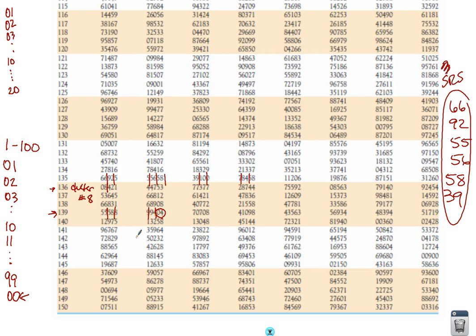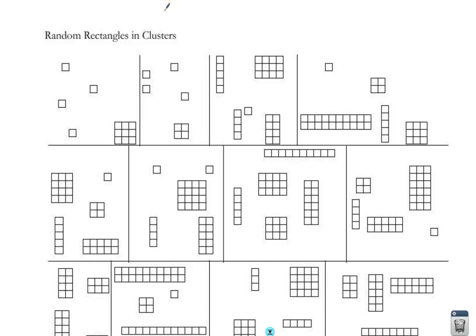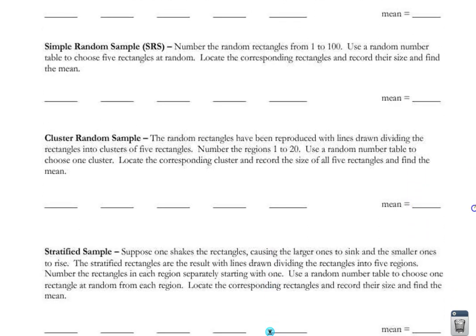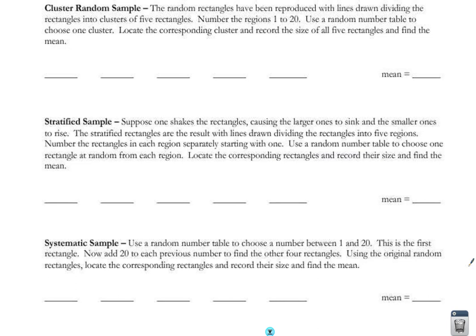Okay. So once you've picked your cluster, go back to your random rectangles. My cluster was number 8. So 1, 2, 3, 4, 5, 6, 7. Let's just say that this was cluster number 8 for me. I'm going to use these 5 rectangles, and that's going to go in this spot right here, cluster random sample. Okay, and find the average area and put that here. Okay, so pause the video, do that, come back.